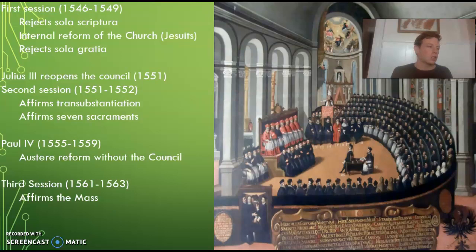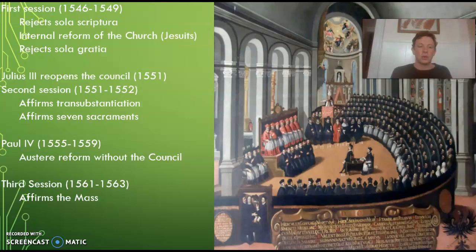This session reaffirms the Catholic teaching about the Mass. Mass is not just a commemorative meal in the way that the Calvinists are taught. It is a sacrifice that gives grace for human beings.